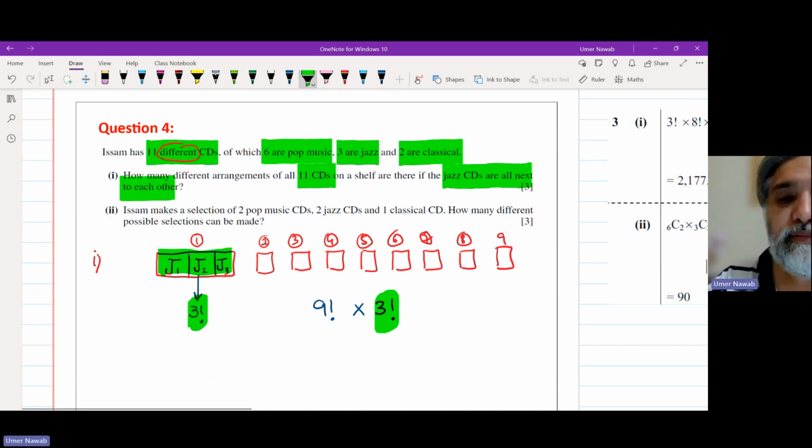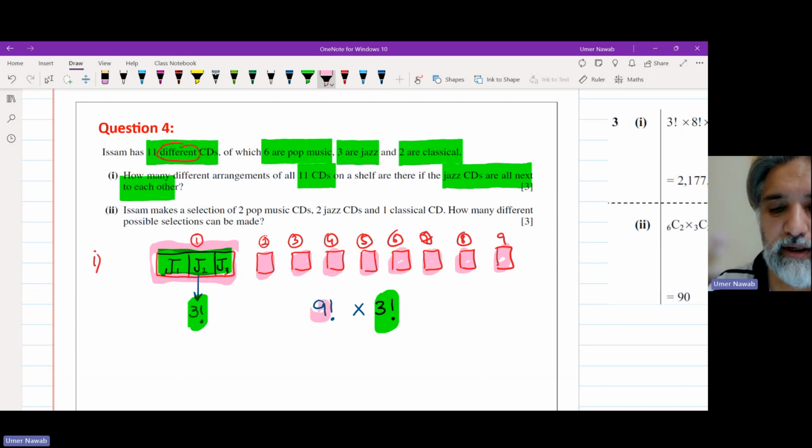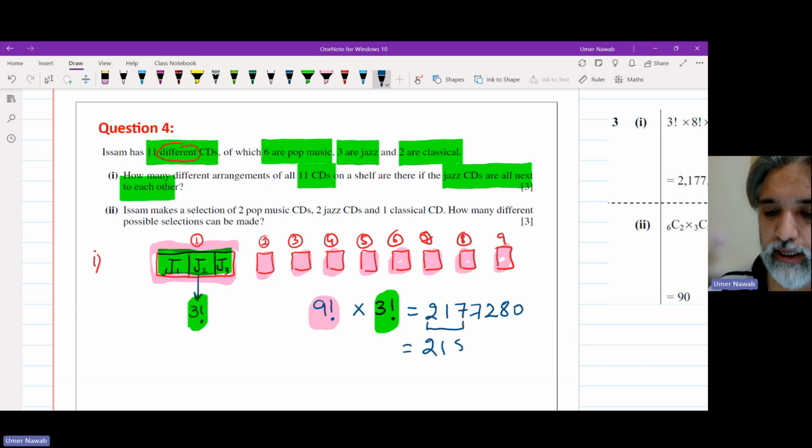And externally, this is considered as 1, 2, 3, 4, 5, 6, 7, 8, 9. It can be done in 9 factorial ways. So my final answer comes here as 2177280. But I can also write it to 3 significant figures: 2.18 followed by 4 zeros. That will give us the final answer.